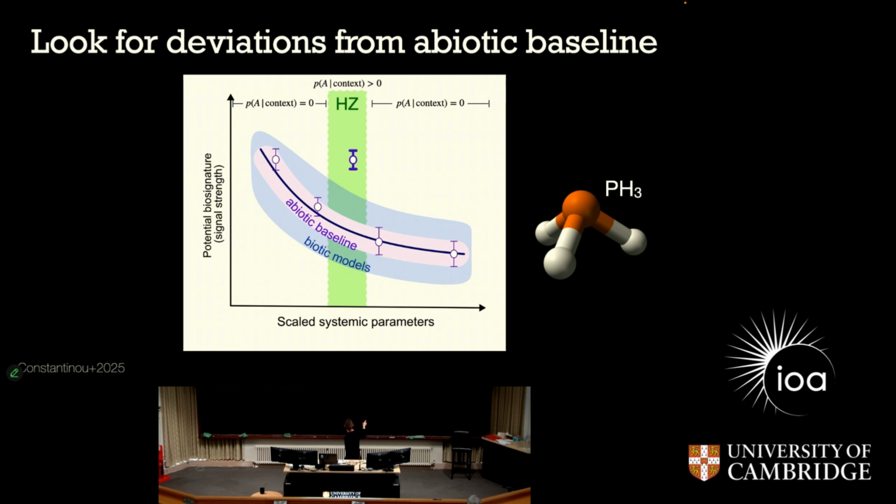And that brings us back to phosphine. That's sort of a bit like phosphine in the context of Venus. It's an anomaly with respect to essentially everything, both the biological and non-biological models.